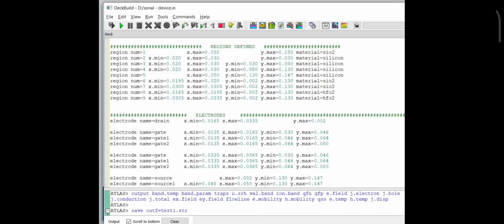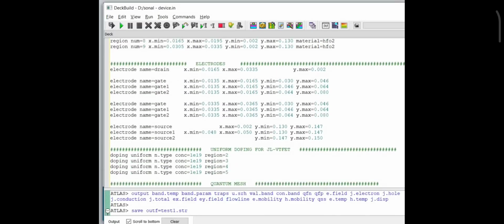Next is the electrode region. Electrode names are drain, gate 1, gate 2. We are using the triple gate method. That's why we are using gate 1 and gate 2. We have taken a double gate, so we have used left side gate 1, gate 2 and the right side gate 1, gate 2. Next is the source electrode. I have mentioned every metal electrode with their positional parameter. Please note down every step very carefully.